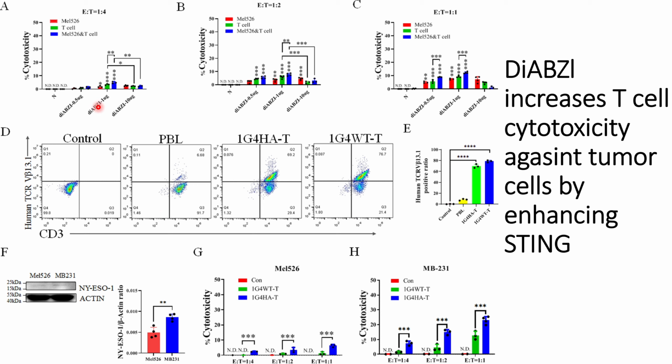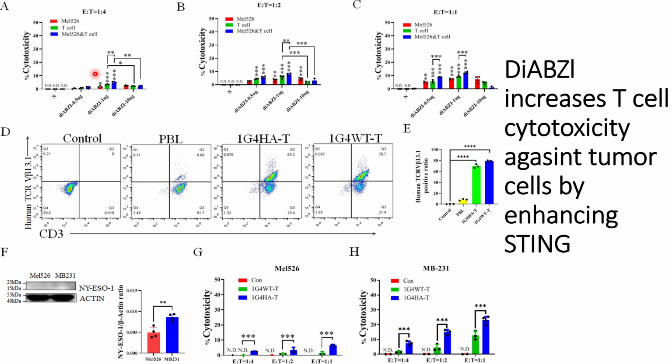So in the first figure, the panel A, what they have studied is that they co-culture the effector cells, the T cells, with target cells. Effector cells are the engineered T cells, and the target cells are the tumor cells. In the first case, the ratio between effector cells and the target cells is 1:4, and they use this DiaBZl compound to increase the cytotoxicity of the T cells against the tumor cells. How DiaBZl works is that it will increase the STING in the tumor cells. That will increase the amount of antigens that can be detected by the engineered T cells. We will discuss the engineered T cells in the panel D.